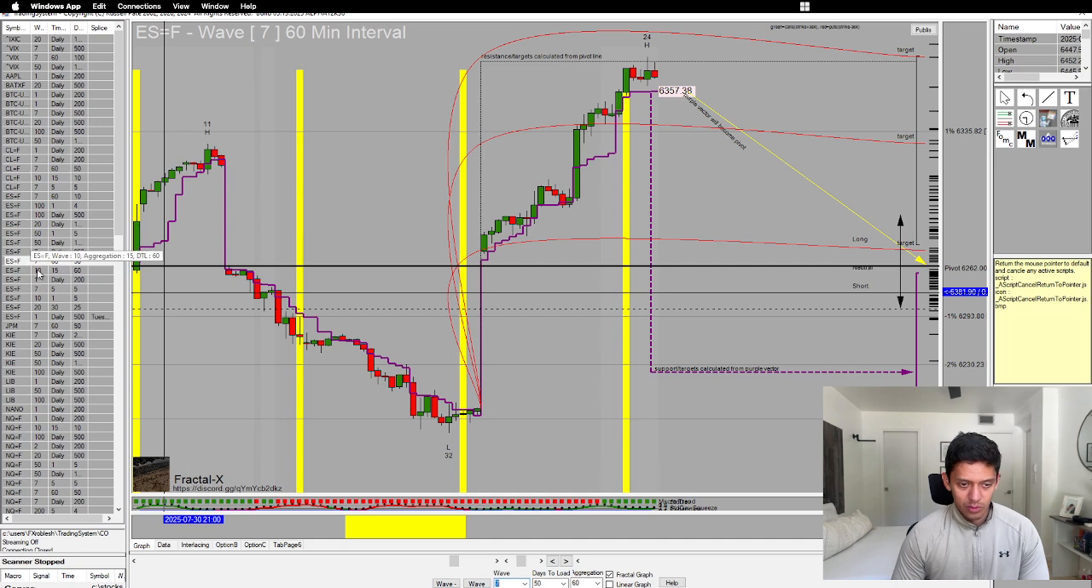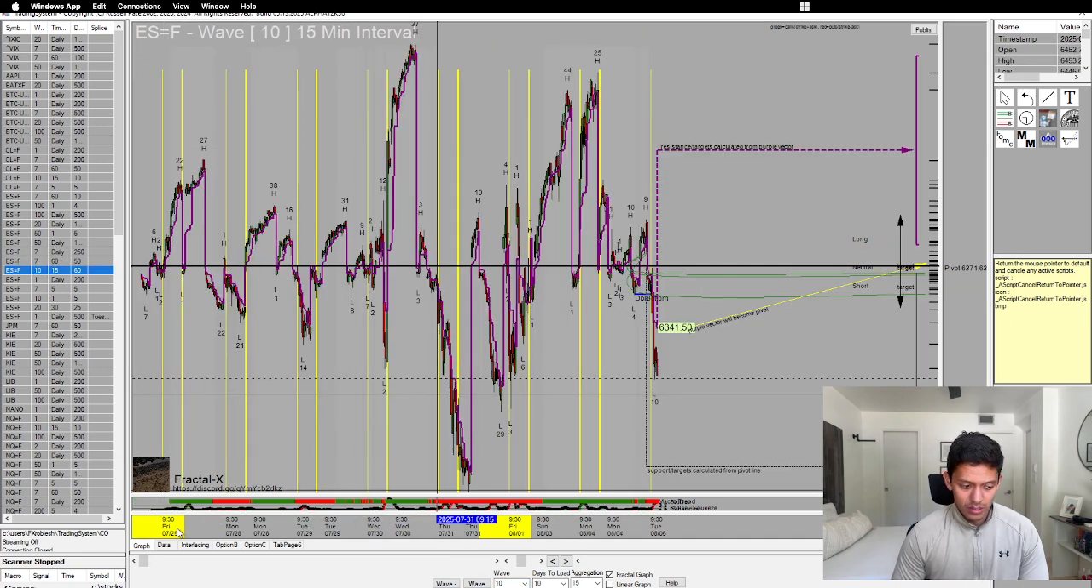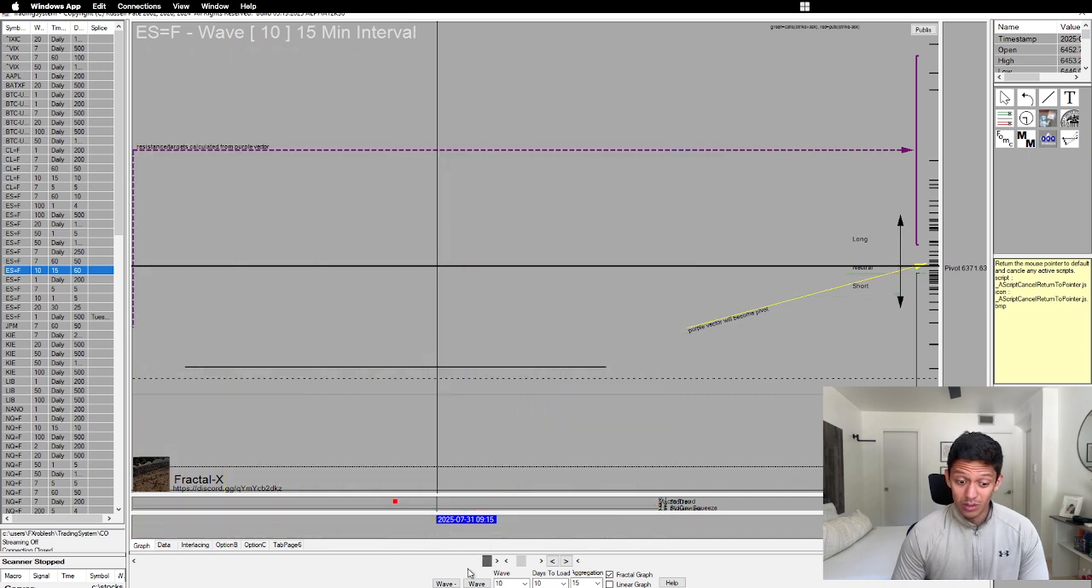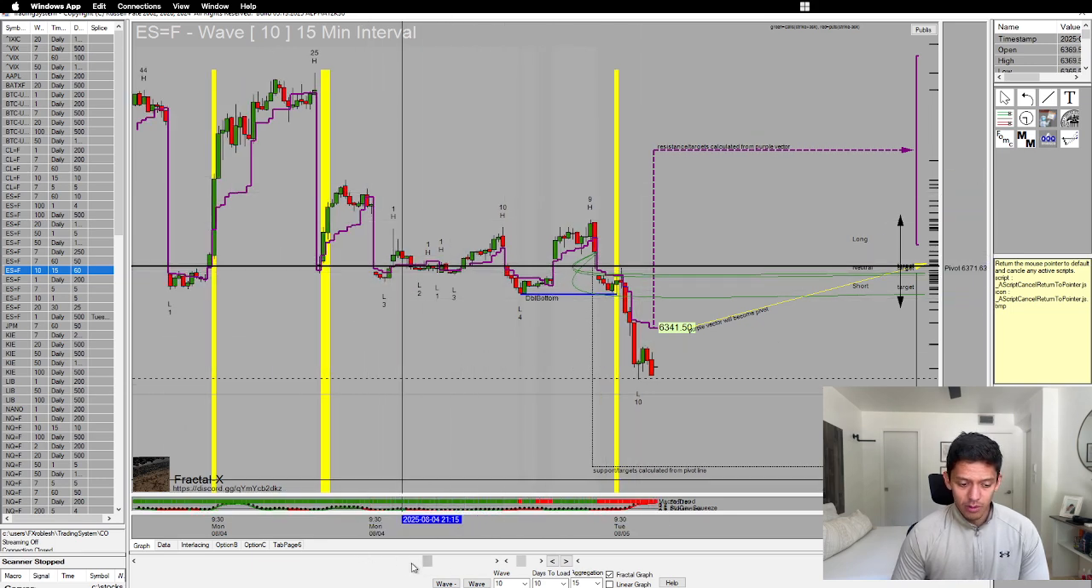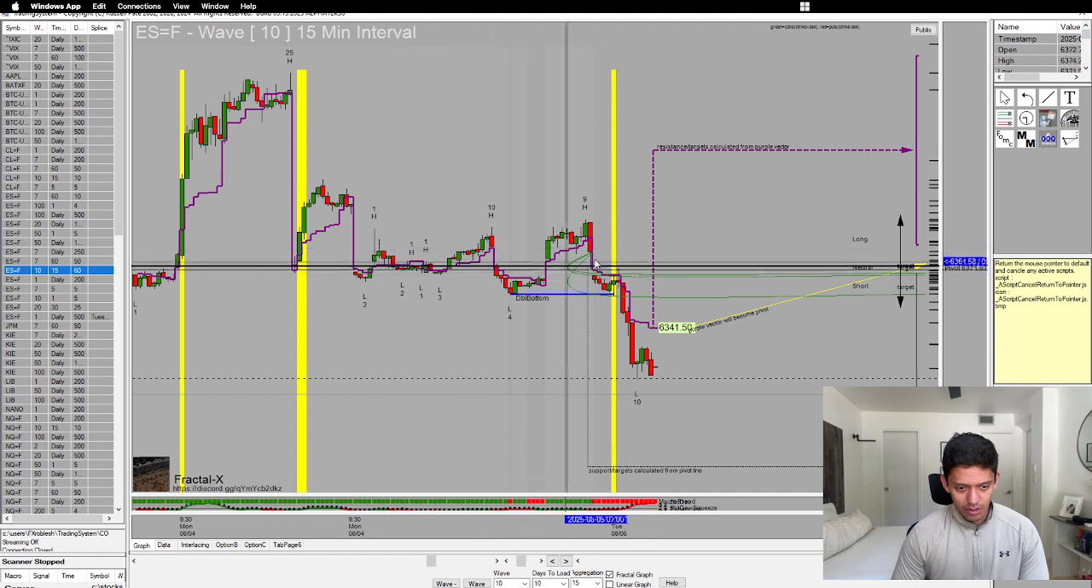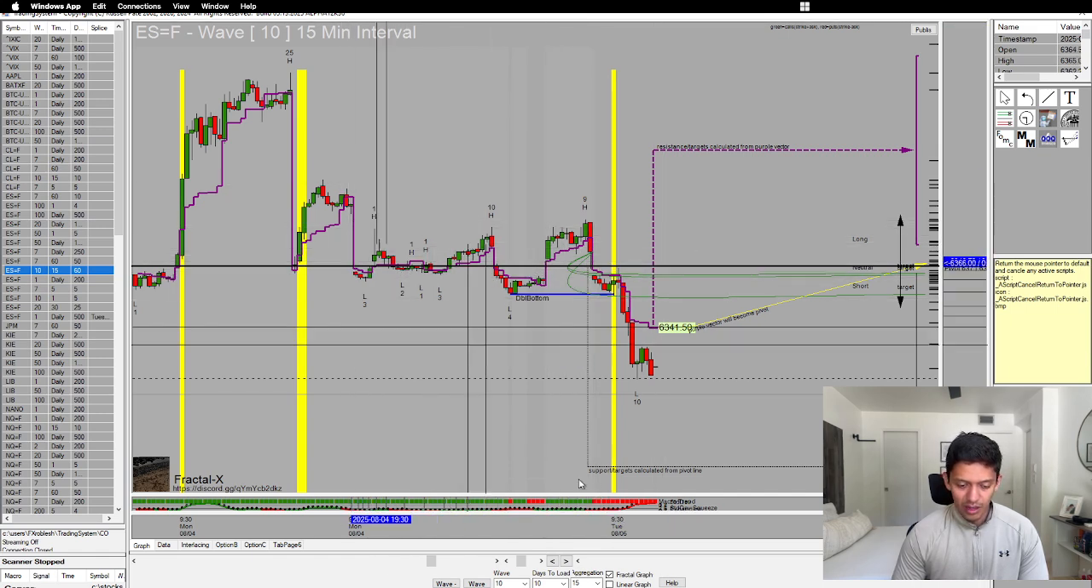You could look at this in multiple time frames, but the smaller the time frame, the more oscillation you're going to see, because it's a smaller time frame. There are more movements on the smaller time frame. So you see here, there's a lot of oscillation across this black line.